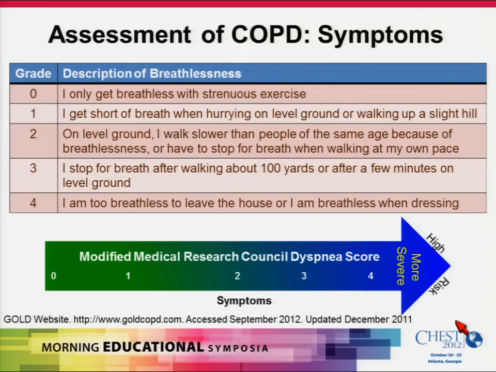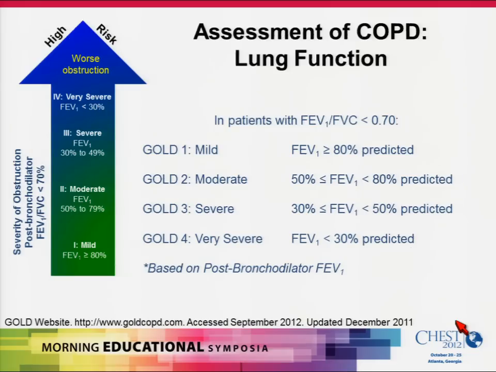So assessment of symptoms of COPD is suggested by the GOLD guidelines, and they suggest two tools. One is the MRC dyspnea scale, from 0 to 4, but also use of the CAT questionnaire, COPD assessment test, which is a validated questionnaire but has not really gained popularity in the United States yet, but it certainly can be used in assessing these patients. Assessment of lung function, nothing has changed from that point compared to the previous GOLD guidelines. Assessment of lung function is based on cutoffs of post-bronchodilator FEV1, as you see here, and it's the stage 1, 2, 3, and 4, just like we were used to using before.